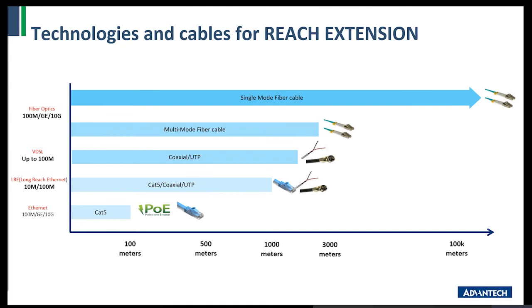From the table we see here, using Cat5 cable to deliver distance within 100 meters is the traditional Ethernet network limitation we know. For distance between 100 meters and 3 kilometers, there are VDSL and long-reach Ethernet solutions. Fiber optic technology is applied for longer transmission distance, reaching up to 100 kilometers. So fiber optic solutions can reach much longer distance than Ethernet networks can, and media converters come into play.